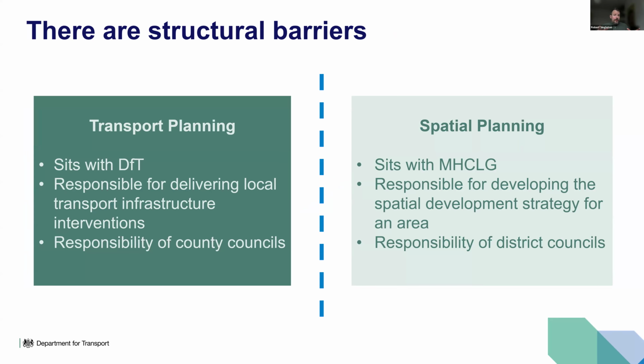There are structural barriers that prevent this synergy. For example, transport planning sits with DfT, spatial planning sits with MHCLG, transport planning sits with your county councils, spatial planning sits with your district councils, unless you're lucky enough to have a unitary authority or a combined authority. And that means that there are structural barriers to people collaborating over things like local transport plans versus local plans.